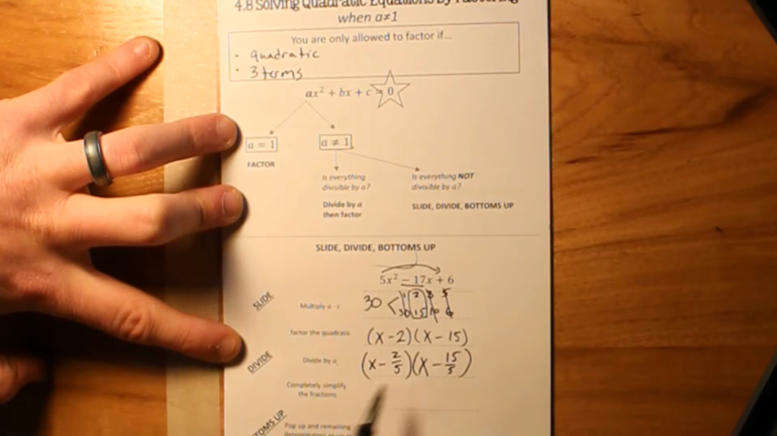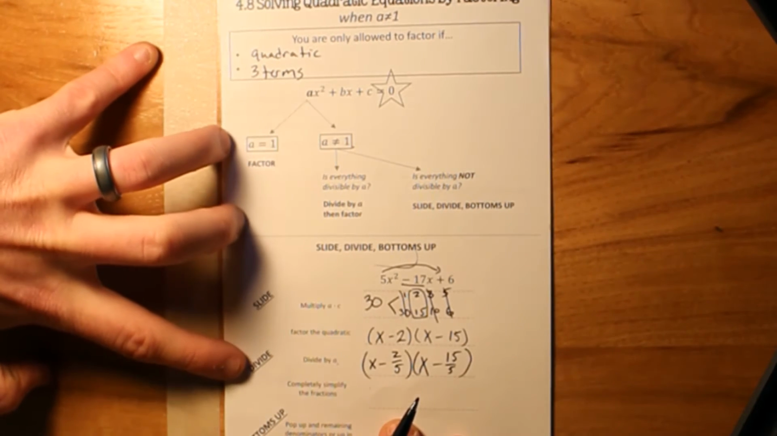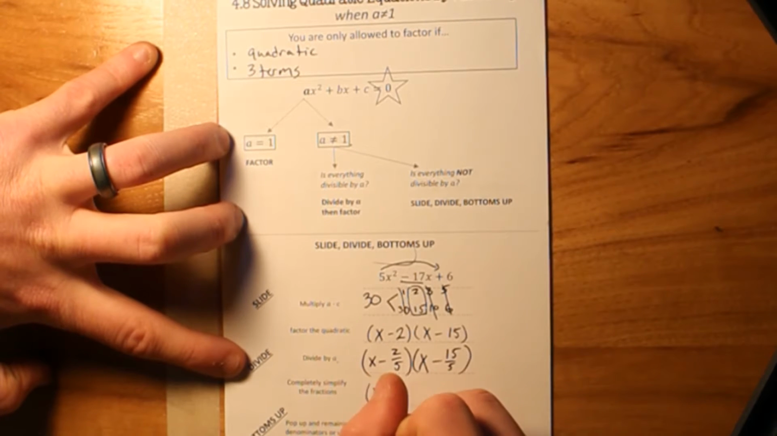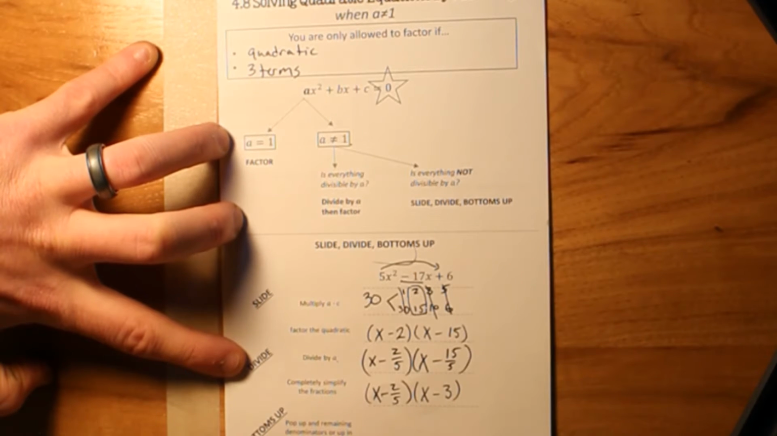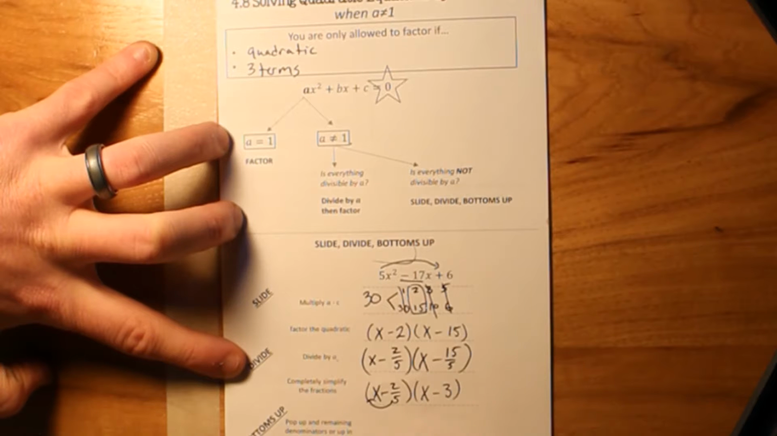Now I want to completely simplify. 2/5 is already simplified, so I don't need to do anything with it, and I can bring that piece down, x minus 2/5. But 15 over 5 is 3, so I'm going to write that as x minus 3. Now the last step is bottoms up. I take this bottom number and move it to the front, so I have 5x minus 2, x minus 3.